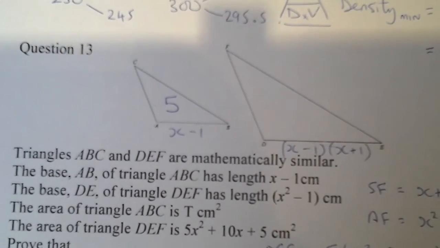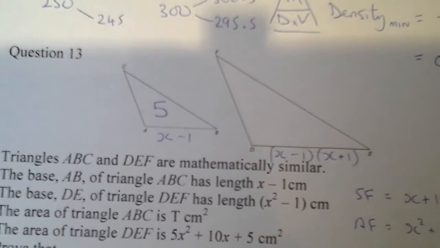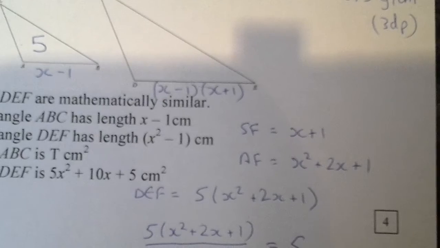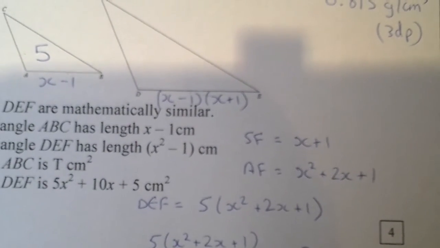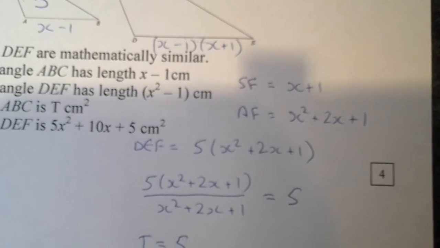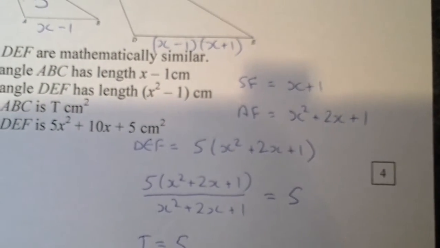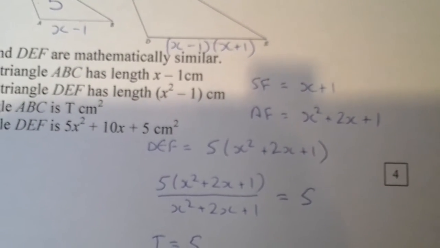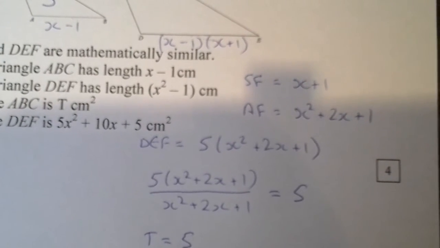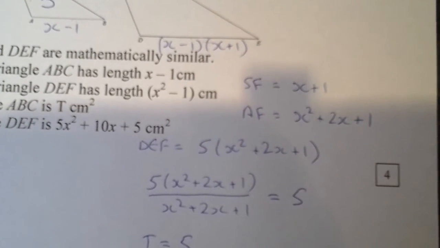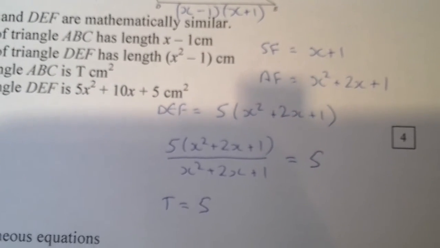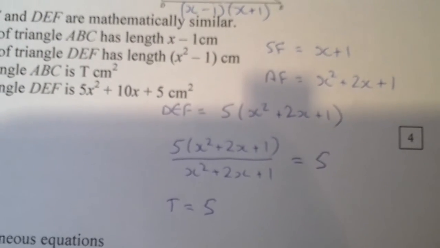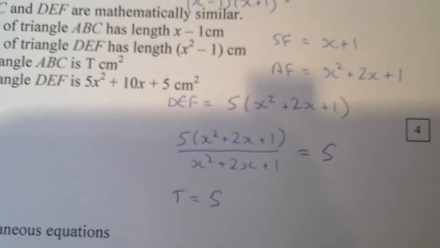Question 13, label the sides, factorise x squared minus 1, difference of 2 squares, compare them, identify the scale factor, which is x plus 1, square it, give the area factor x squared plus 2x plus 1, then look at the information that DEF is 5x squared plus 10x plus 5, factorise out the 5, divide by the area factor, this proves therefore that the ABC triangle is 5 centimetres squared.